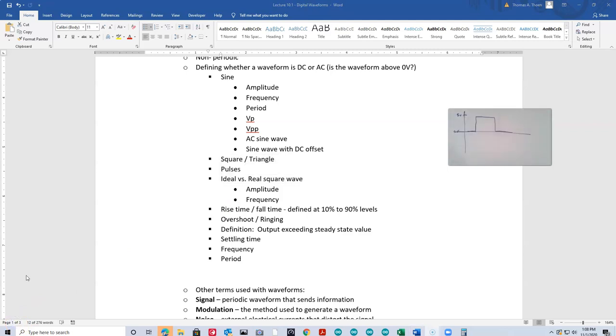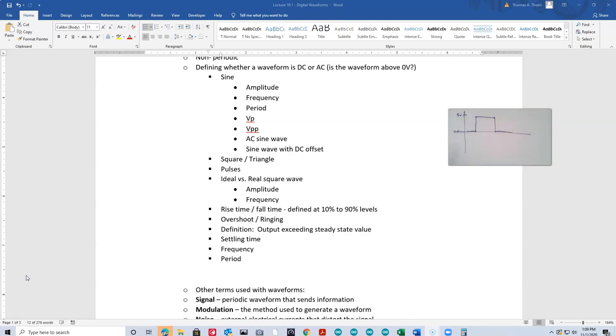Now, what I've drawn here is what you consider an ideal square wave. A perfect square wave would have instantaneous rise time, meaning that we can go from zero to the maximum voltage instantaneously, and it would have an instantaneous fall time. And it would get up to that maximum value and stay there without any what is called overshoot or undershoot. In reality, that is rarely the case.